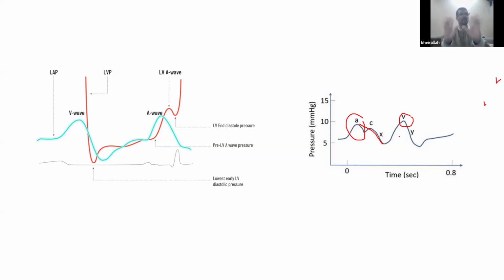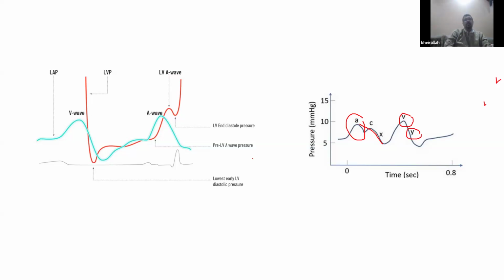Okay? And now after the V, the V means the pressure goes high because now the left atrium is full of blood. What happens after that? The pressure in the left atrium is going to exceed the diastolic pressure in the LV, and this is going to open the mitral valve and the blood goes down. So when the blood goes down, the pressure in the left atrium drops, and this is the Y descent.